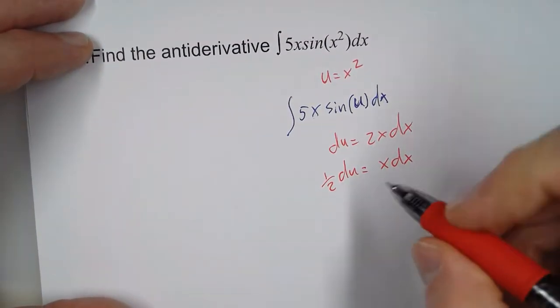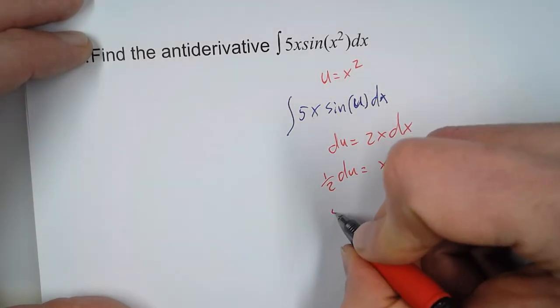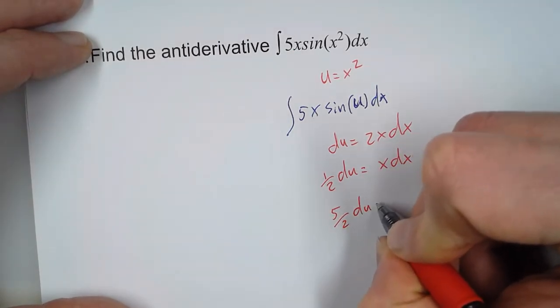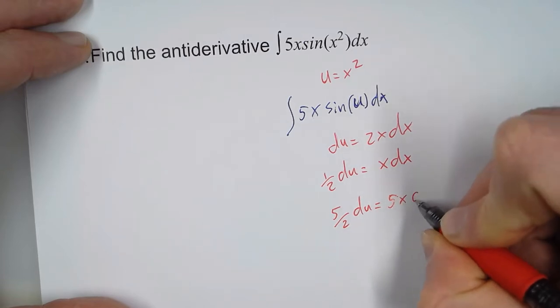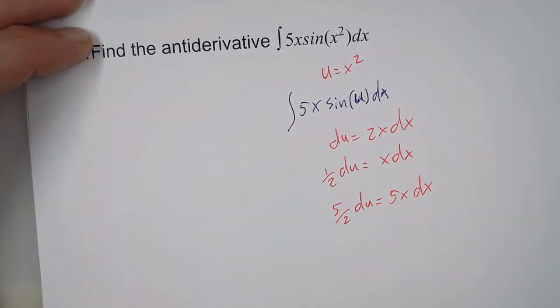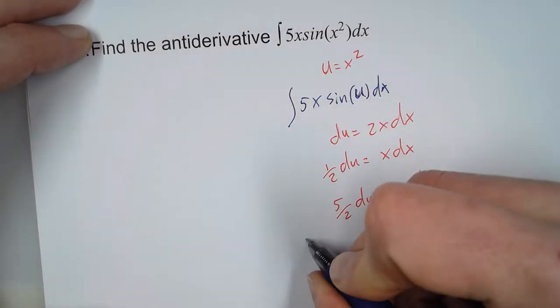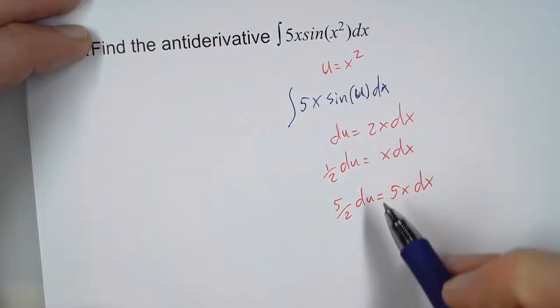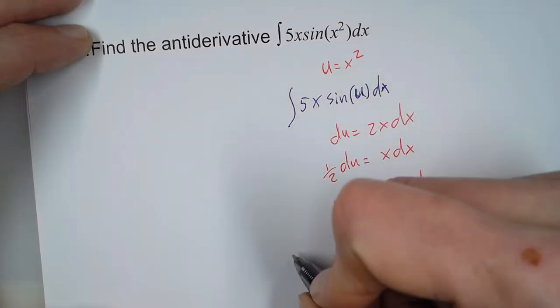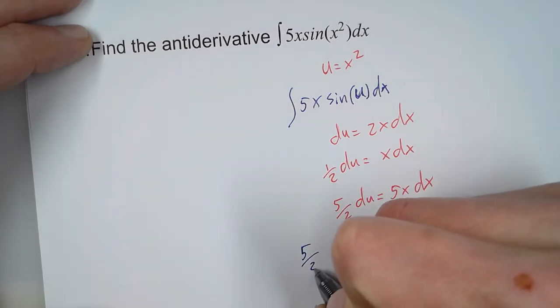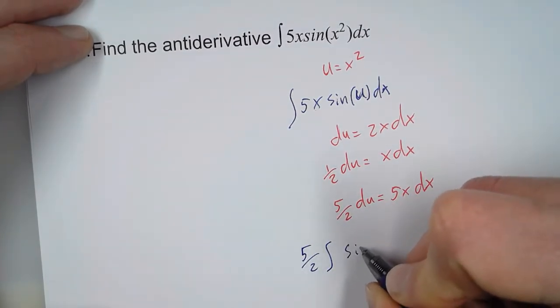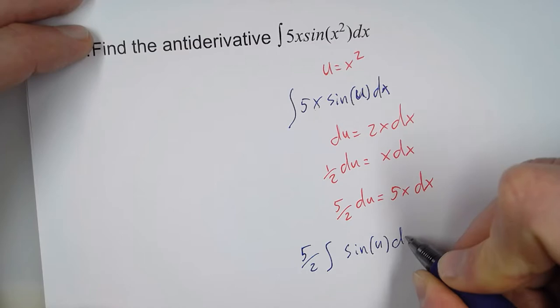And we want a 5. So now we're going to multiply 5 onto both sides. So 5/2 du equals 5x dx. So we can take out 5x and dx and replace it with 5/2 and du. The 5/2 will go out front. So we have sine of u du.